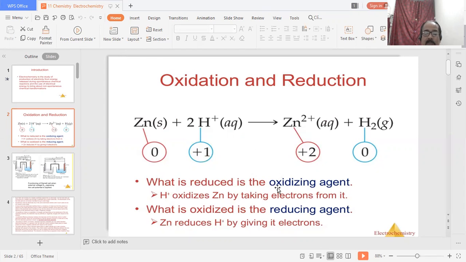So what is reduced is the oxidizing agent. So hydrogen ions oxidize zinc by taking electrons from it, and what is oxidized is the reducing agent. So the zinc reduces hydrogen ions by giving its electrons. So this is oxidation and reduction.